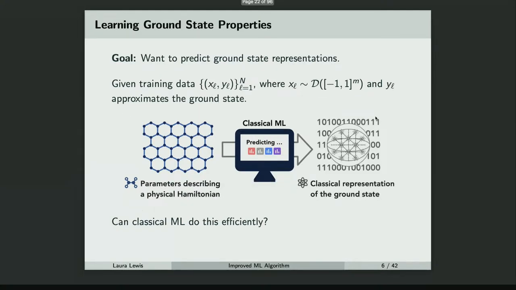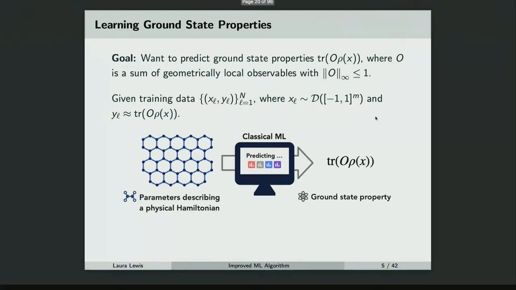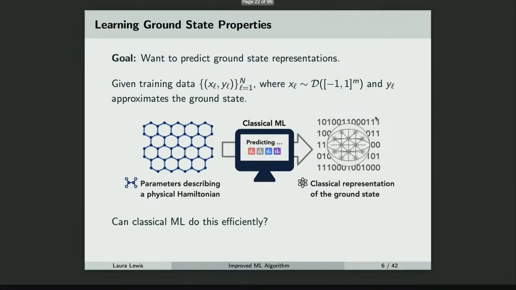But there's a similar problem, which is, yeah, very related, which is predicting ground state representation. Yes, Abhinav? The training data is on some fixed local observables, or they should not change? Yes, yeah, exactly. Yeah, so that's the key distinction between this and what I was going to say on the next slide.